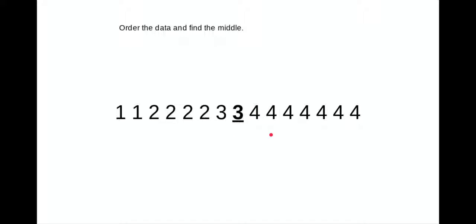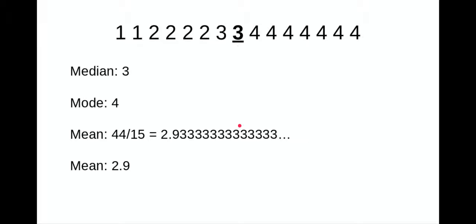Because we have 15, we have an odd amount of numbers. So that gives us one number that is dead center in the middle, and that is this second 3. So 3 is going to be our median. And it's important that it's this second 3, so make sure you mark that on your paper.